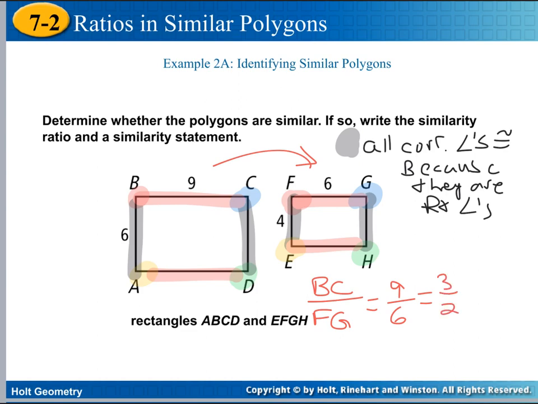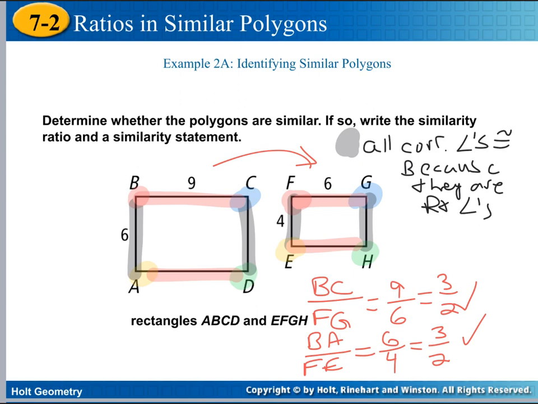So when I look at BA over FE, it should also be a ratio of 3 over 2. So I have 6 over 4. I can divide both of those by 2. 2 into 6 is 3 times. 2 into 4 is 2 times. And so there we've shown that the sides are in proportion. So yes, these are similar figures.